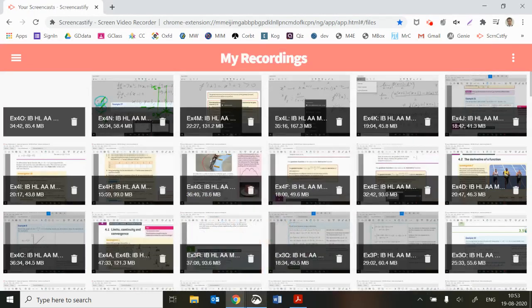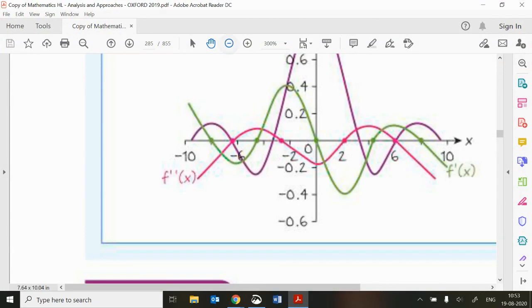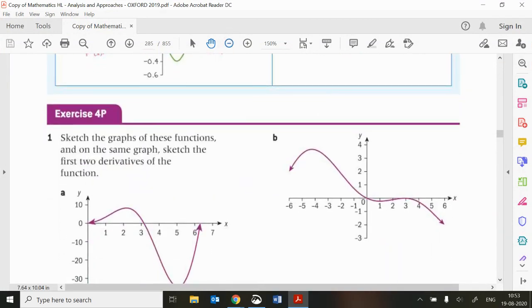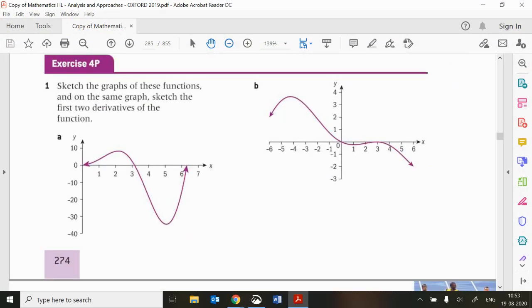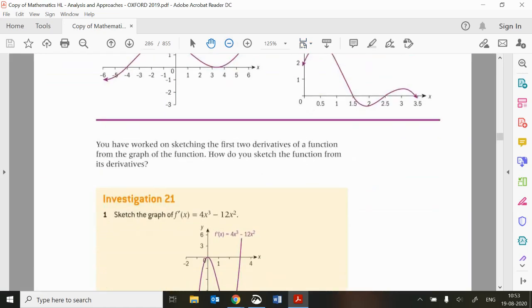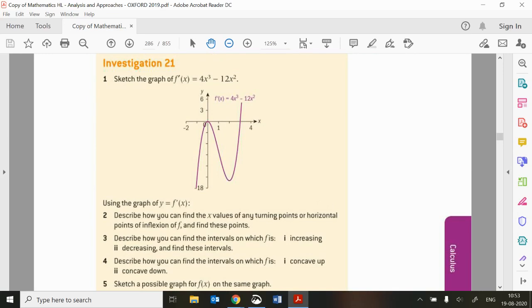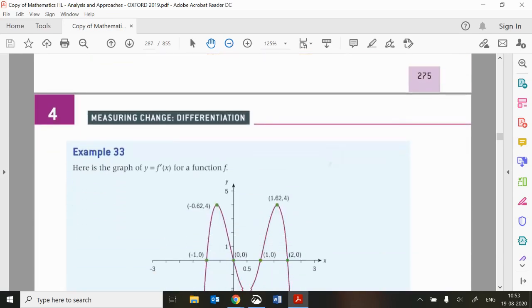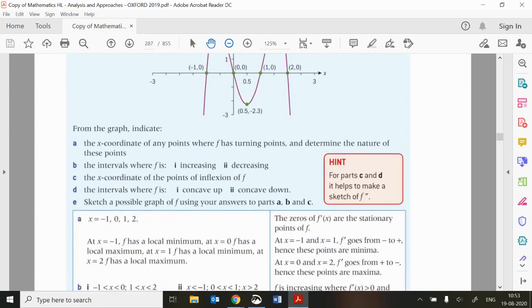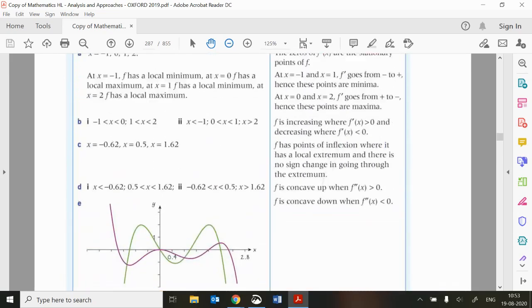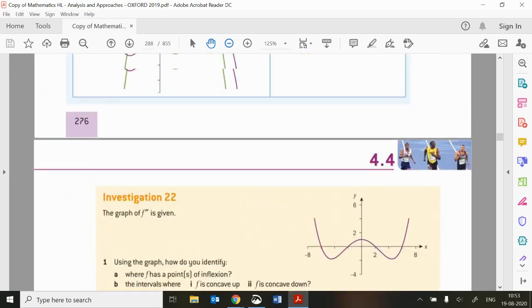Okay, so there we go. That's that graph. Let's just zoom back out again. That leads to exercise 4P. And then for the next one, again, another investigation, which I'm not going to have a look at. Obviously, you're welcome to look at that. And example 33 now takes us through to the next exercise, 4Q.